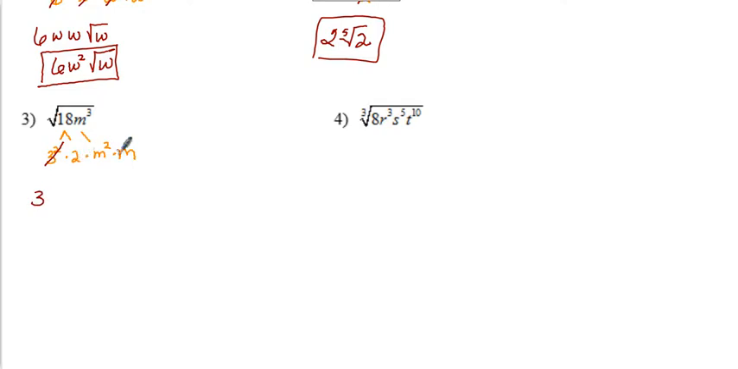2, I'll see you in a minute. The square root of m squared is m. I'll see you in a minute. And the leave behind are the 2 and the m.